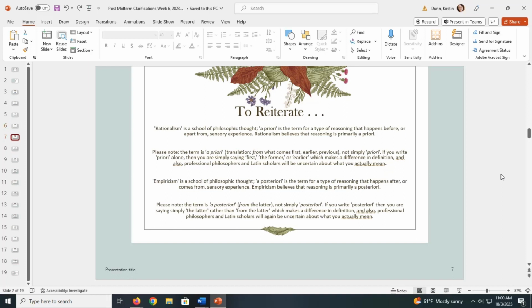Please note that the term is a priori, translated as from what comes first, earlier, or previous, not simply priori. If you write priori alone, then you are simply saying first, the former, or earlier, which makes a significant difference in definition. And also, professional philosophers and Latin scholars will be uncertain about what you actually mean.